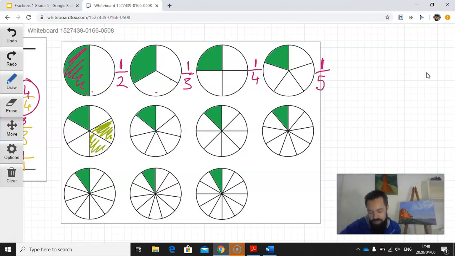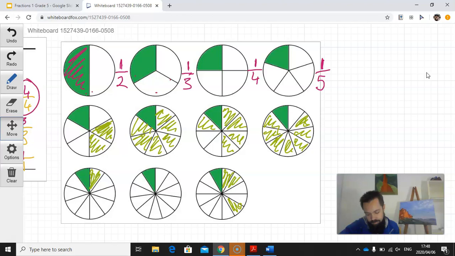All right, so in the first one, there we go. Write the fraction for that. Write the fraction for that one. For that one. That one. That one. And that one. I'll give you about a minute.